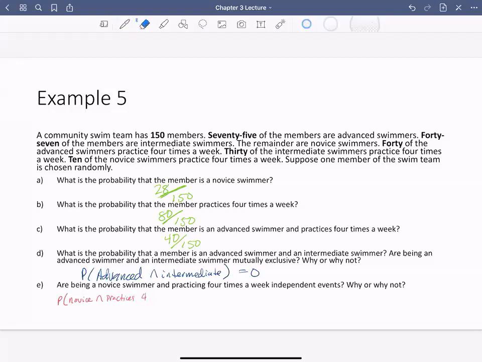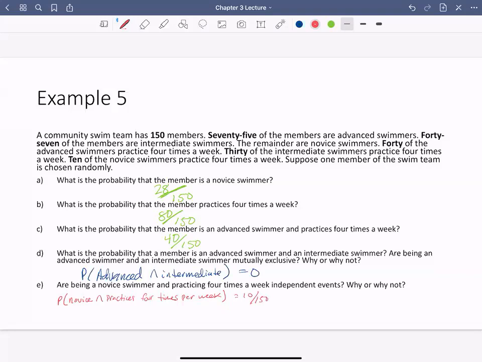I shouldn't write the number 4 there. I should write the letters here. Which we did. Let me see, what did we do? We did novice. Did we do novice swimmer? No, we did advanced swimmer. So a novice swimmer that practices 4 times a week, there's 10. So novice and practice 4 times a week, there's 10. So it's 10 out of 150.